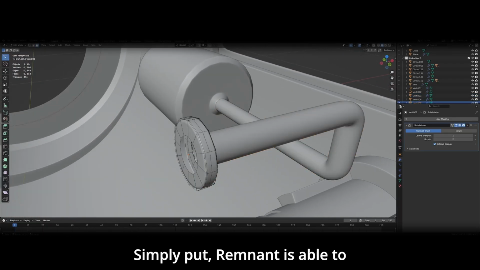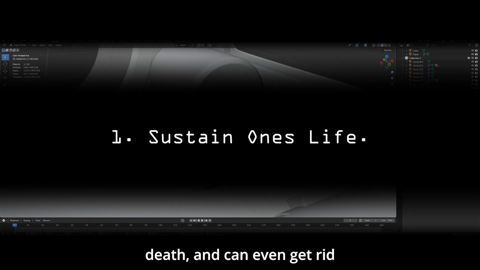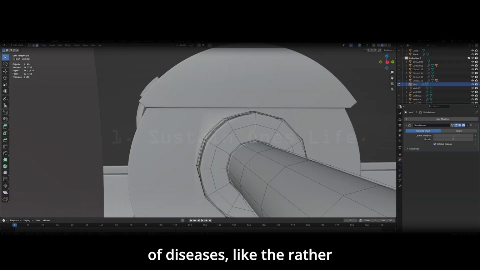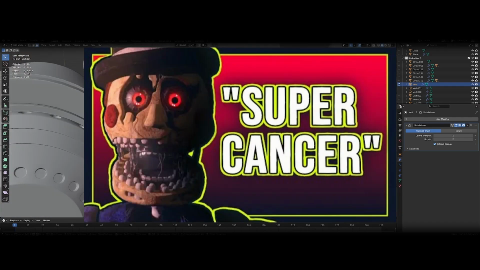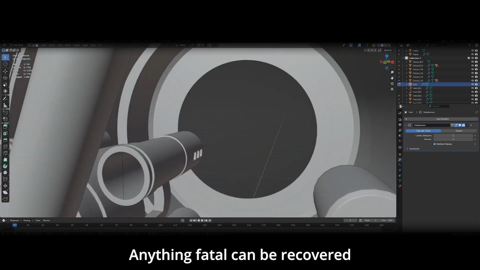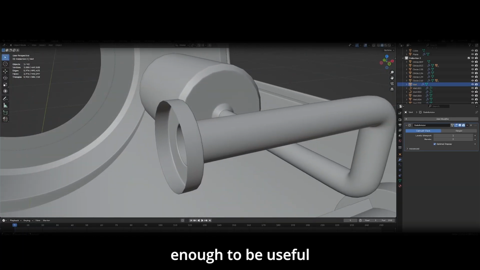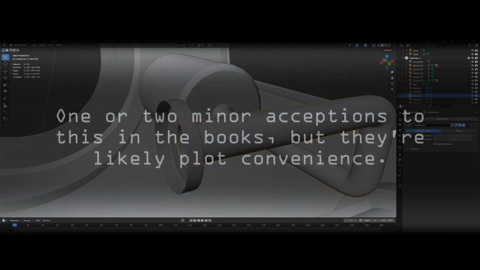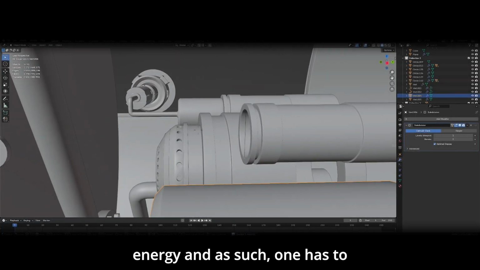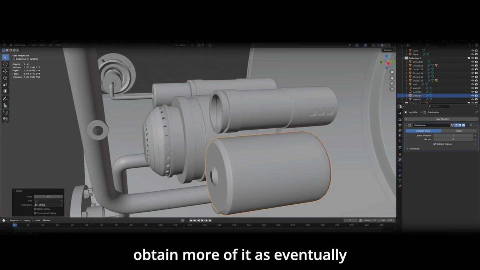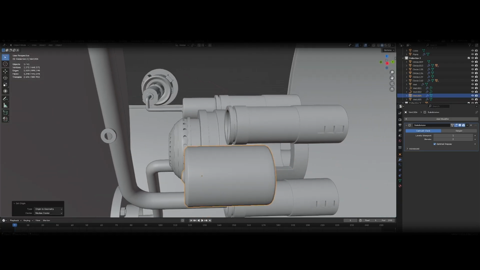Simply put, Remnant is able to sustain one's life and prevent death, and can even get rid of diseases like the rather outlandish quote-unquote super cancer. Anything fatal can be recovered from with Remnant, although it isn't likely to be instantaneous enough to be useful during any type of fight. Remnant is a limited source of energy, and as such, one has to obtain more of it, as eventually the source of energy fueling their regeneration will diminish.